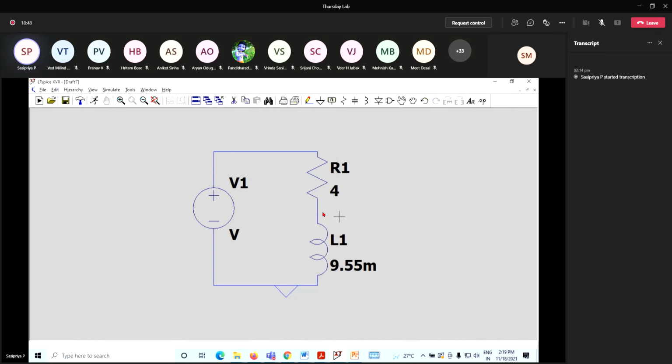Now for the voltage source, I have to apply a sinusoidal signal. Right click here. This simulation is to measure the current and phase angle difference, and we also want to draw the phasor diagram. I need to know the values of VR and VL also, am I right? Then only I can draw the phasor diagram.